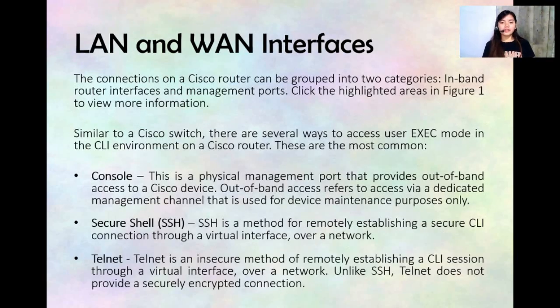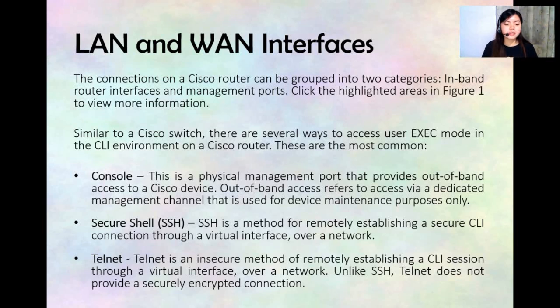LAN and WAN interfaces. The connections on a Cisco router can be grouped into two categories: in-band router interfaces and management ports. Click the highlighted areas in Figure 1 to view more. Similar to a Cisco switch, there are several ways to access user exec mode in the CLI environment on a Cisco router. These are the most common. Console. This is a physical management port that provides out-of-band access to a Cisco device. Out-of-band access refers to access via a dedicated management channel that is used for device maintenance purposes only.